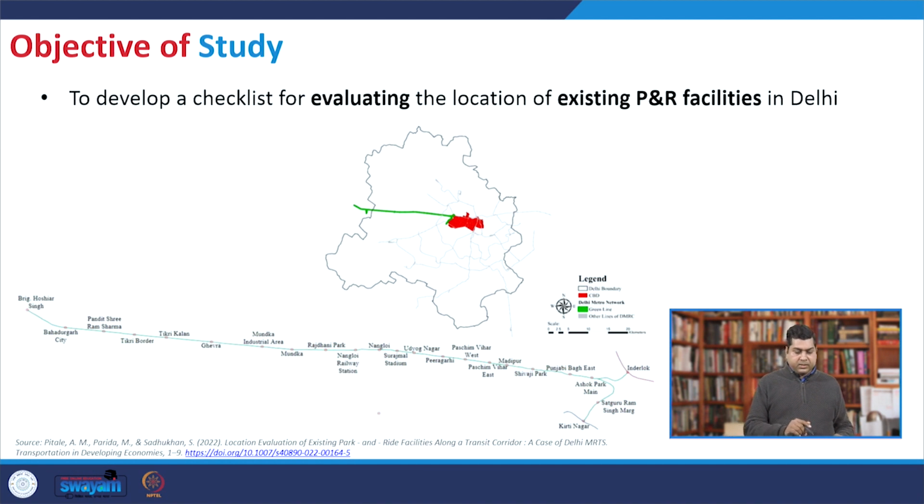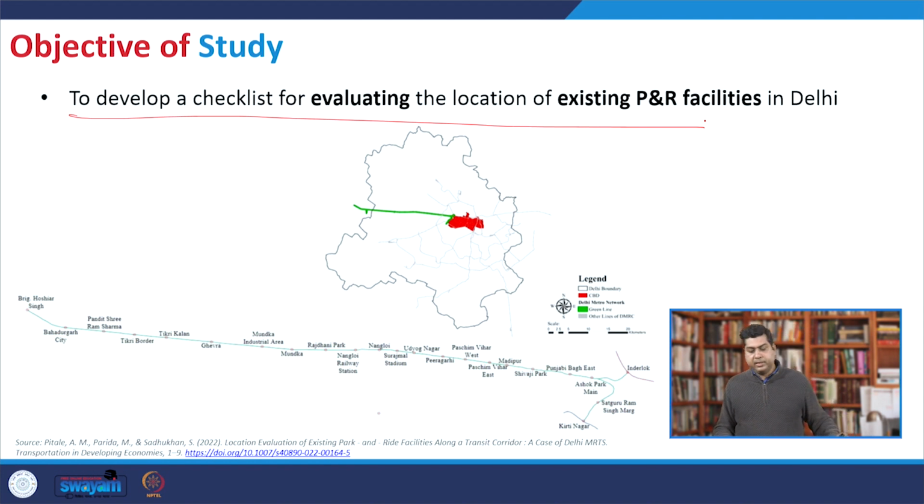The objective of the study is to develop a checklist for evaluating the location of existing PNR facilities in Delhi. In this particular case, to demonstrate, we have taken the green line of the Delhi metro network, and here you can see different stations, they are marked, and they have some sort of parking facility available.